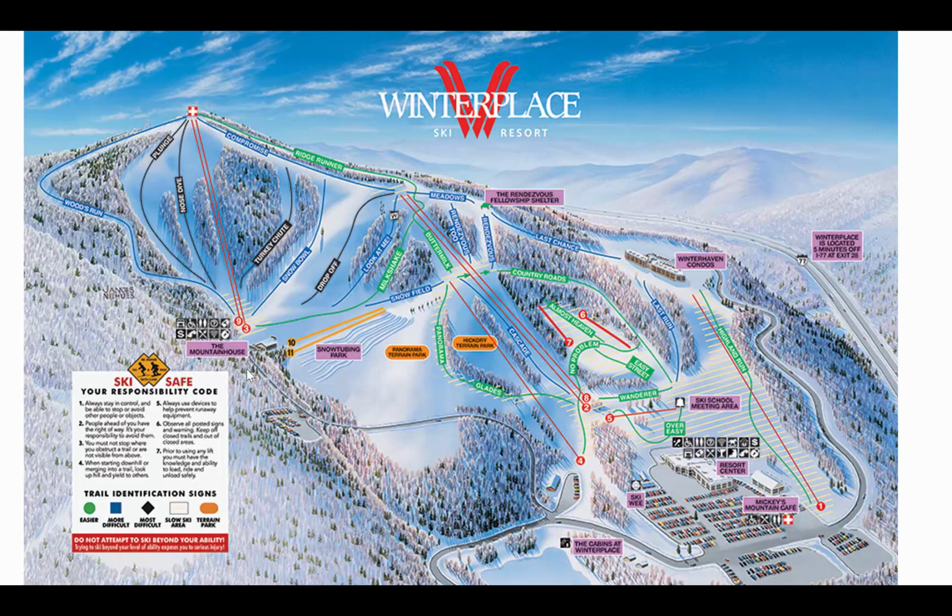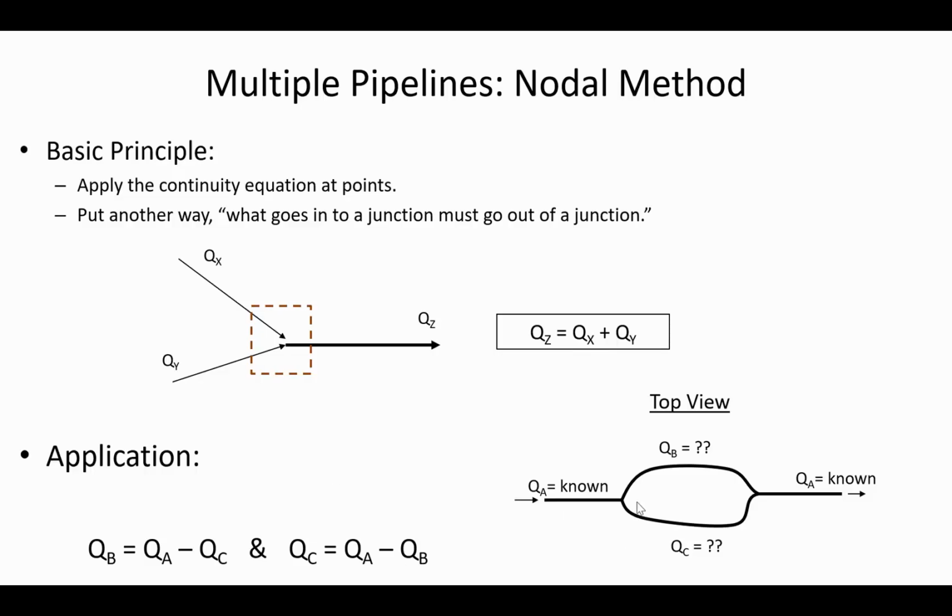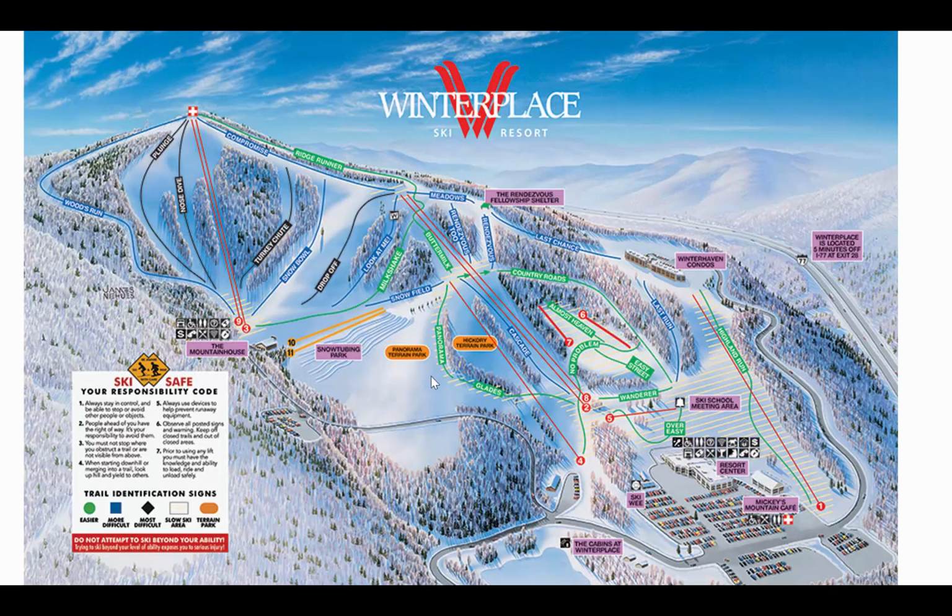And one of the ways that I like to think about this nodal method is in terms of the energy at the beginning and the energy at the end. So junction and junction. There's two different paths to get from the first junction to the second junction. You could go through pipe B, or you could go through pipe C. So now think about that. How does it relate to Winter Place? So if you go to the top of the mountain up here, there's several different routes you can go through to get to the mountain house.